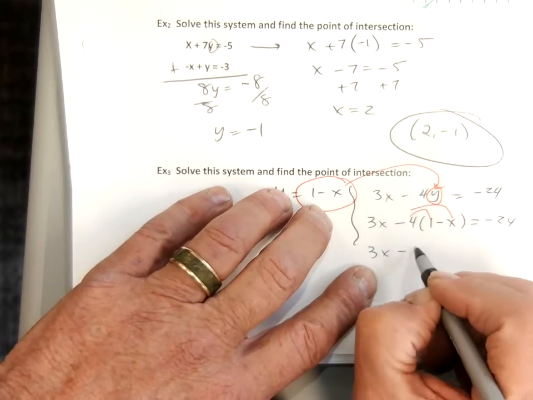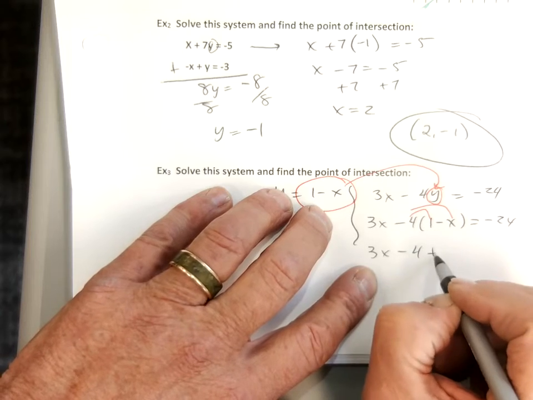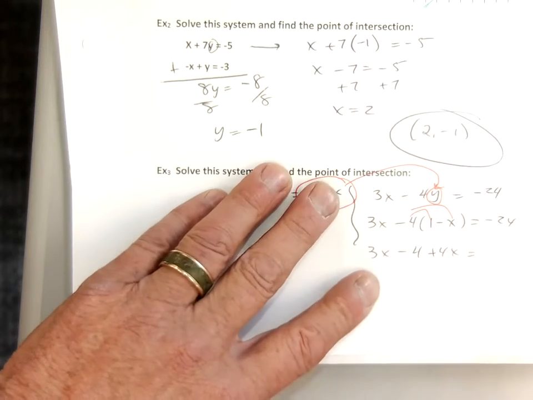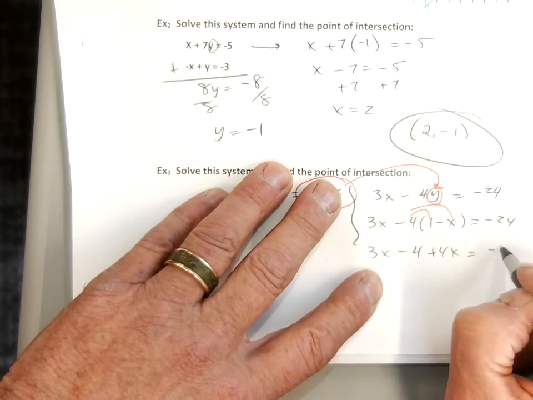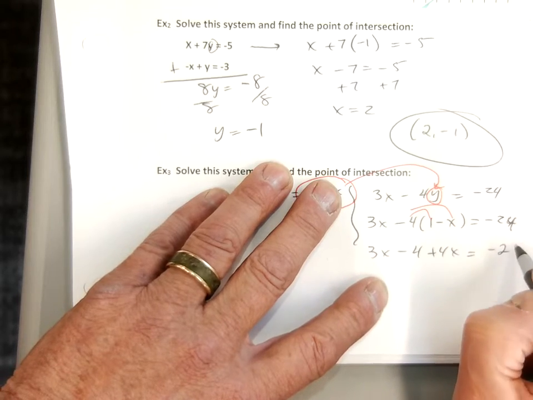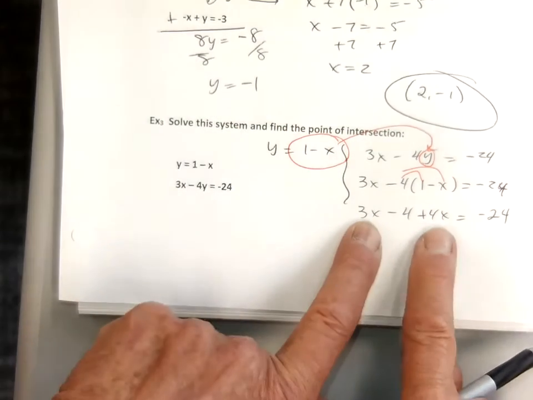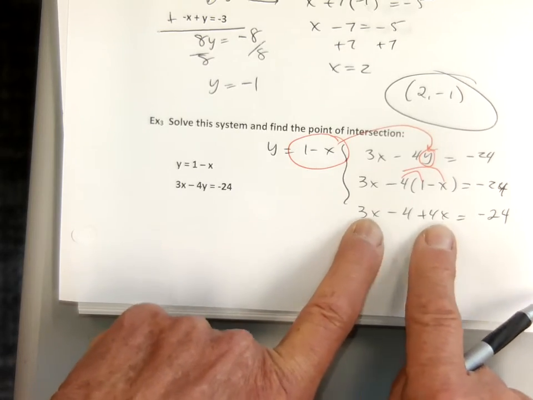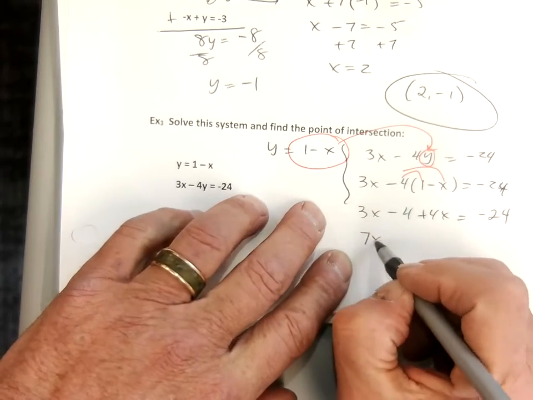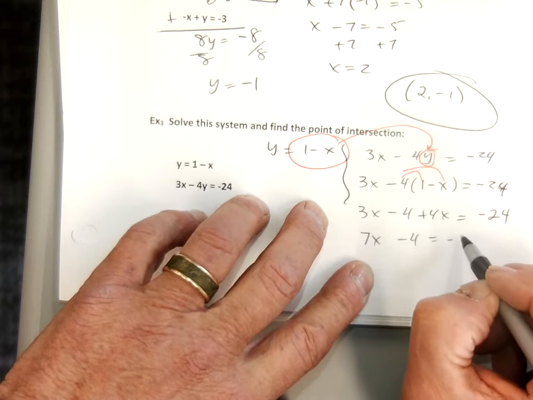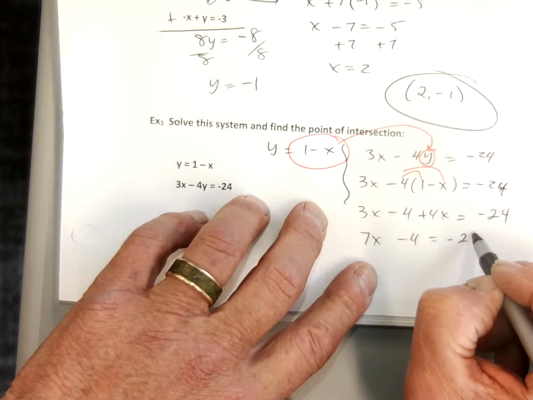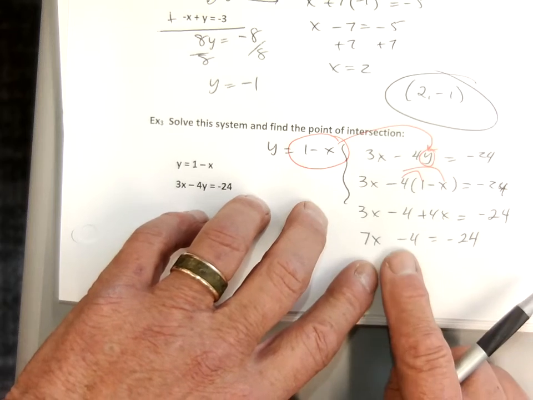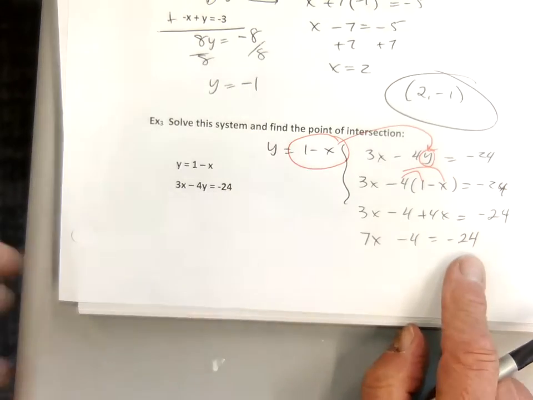3x minus 4 plus 4x equals negative 24. That makes a 7x, right? That makes a 7x minus 4 equals negative 24. Did I make a mistake somewhere? No, I'm just not going to get a perfect answer. That's the way it goes, I guess, huh?